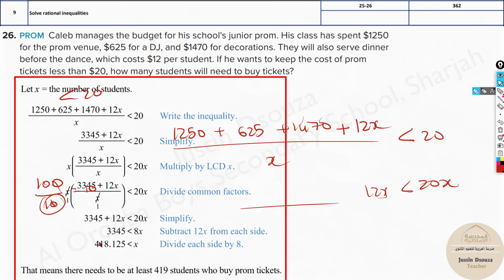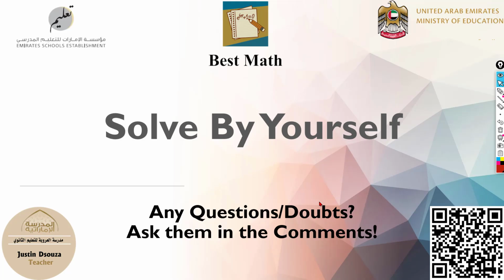You have x must be greater than 418.125. You cannot take this number. You can't take 418. It must be more than that, so 419 students, because you can't go lower. So we have to have 419 students attending that prom in order to have the tickets for each student less than $20. That's how we solve these easy ones. Please practice them by yourselves, and if you have any doubts, post them in the comments.